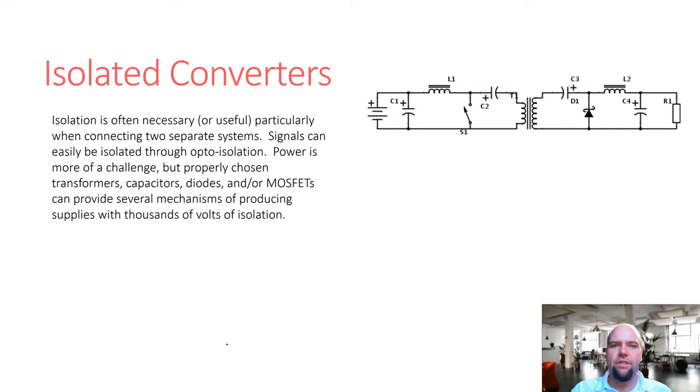Except for, as we talk about, when you have multiple systems that are communicating with each other, where they're relying on a common ground reference. So if the ground reference for one is the high voltage reference for the other, it's going to be extremely difficult. You're going to have to eventually do something to send signals back and forth. And that's where isolated converters come in.